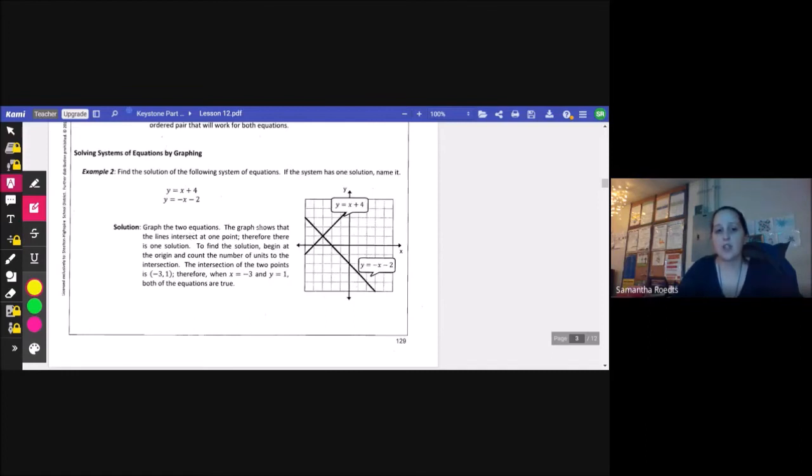Graph the two equations. The graph shows that the lines intersect at one point, therefore there is one solution. To find the solution, begin at the origin and count the number of units to the intersection. The intersection of the two lines is (negative 3, 1). Therefore, when x equals negative 3 and y equals 1, both of the equations are true.